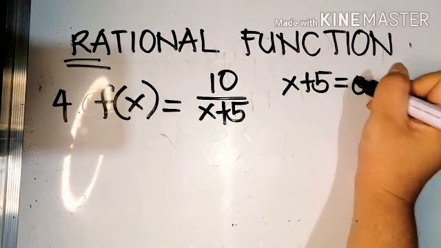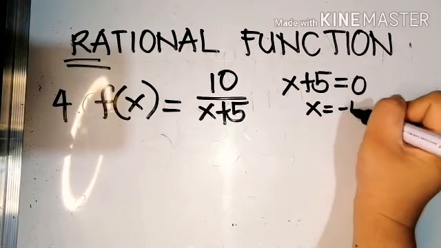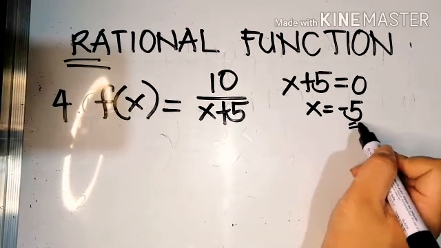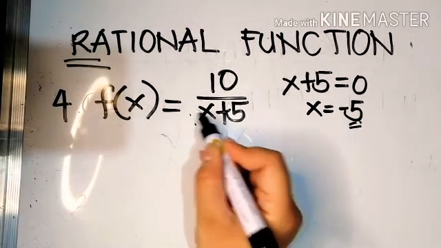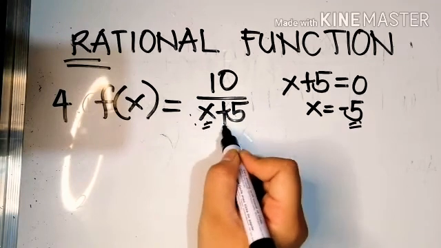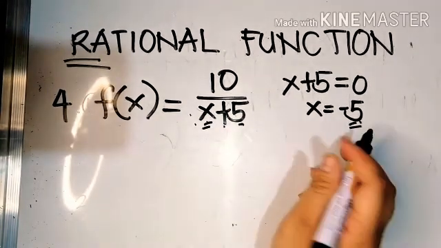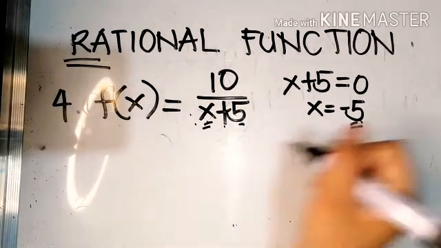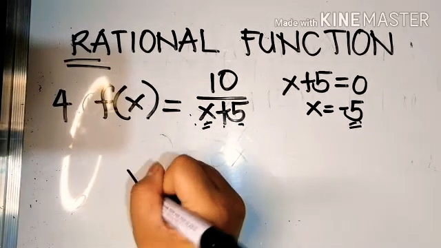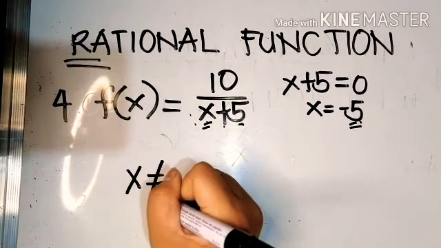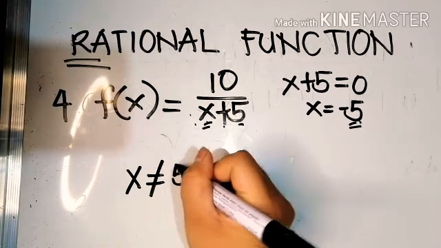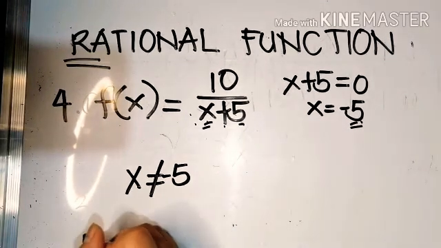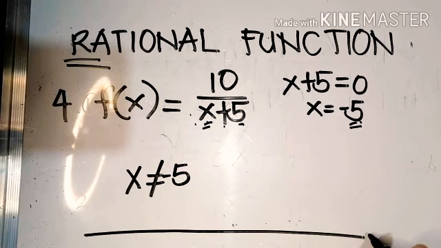So, anong value ng x ang mag-equal to 0 ang denominator? That is negative 5. Bakit? Negative 5 plus 5 is equal to 0. So, negative 5, hindi siya pwedeng maging value ng x. X cannot be negative 5. So, x is not equal to negative 5. Therefore, ano yung domain niya?